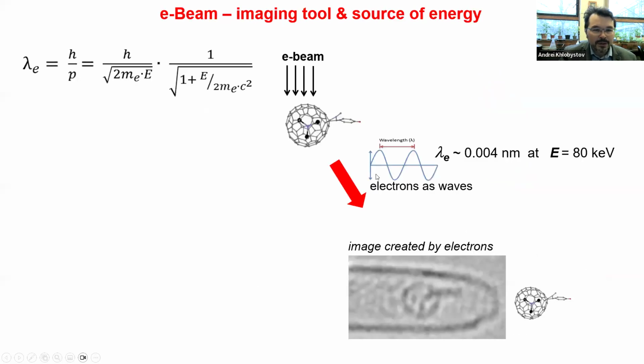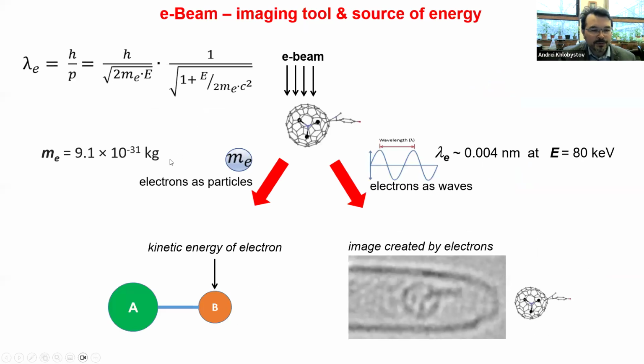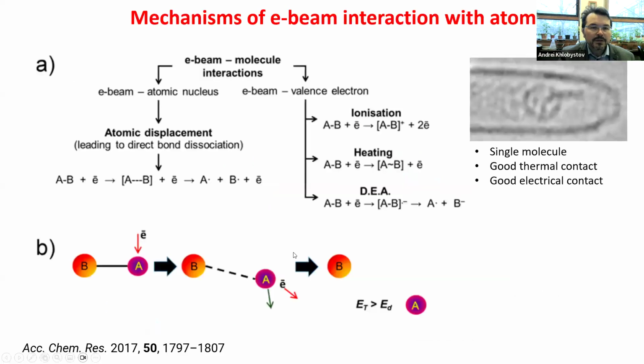The one thing we should not forget about the electron is that it has mass. This, of course, means that our very fast electrons in the microscope have kinetic energy, quite substantial momentum, that can be transferred to the atom during the imaging of our molecules by the electron beam. That is what most microscopists call electron beam damage, and there are different mechanisms depending on whether our electron beam interacts with an atomic nucleus or with a valence electron of the atom.